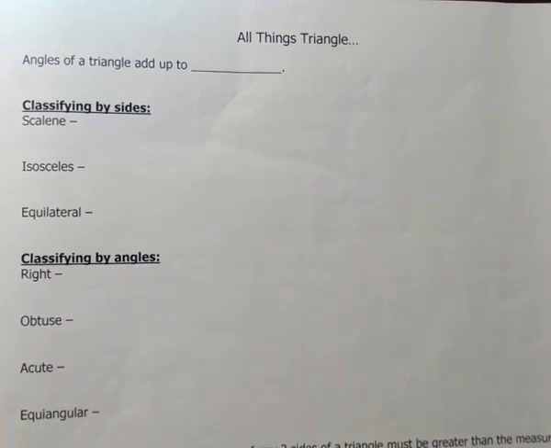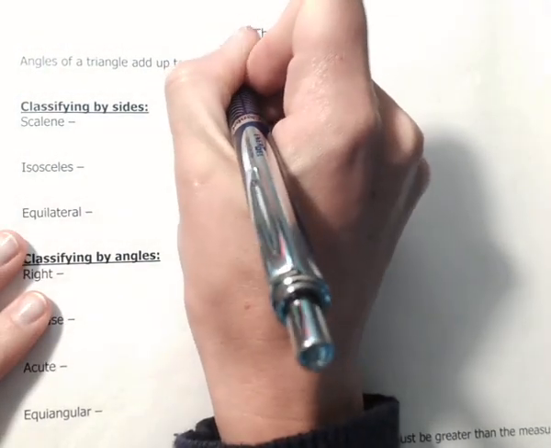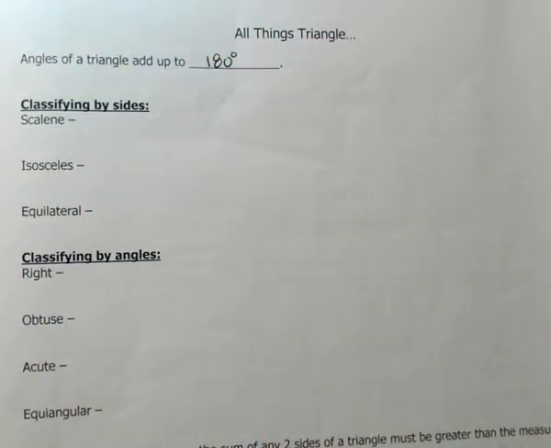Alright, today the notes should be short because this is all review from Math 1 and really from middle school. We're looking at all things triangles. All angles in a triangle add up to 180 degrees. And we have three different types of triangles.